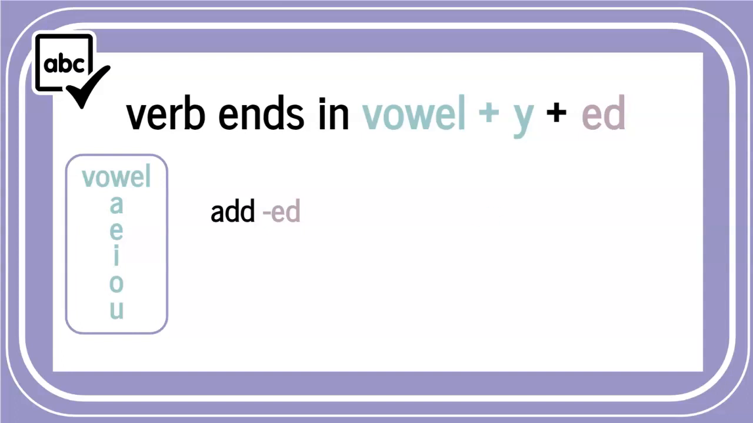For example, stay. We have the vowel A and the letter Y. So we will add ED. Stayed. Play, vowel and Y, A-Y. We will add ED. Pray, again, the vowel A and the letter Y, we just add ED, becomes prayed.